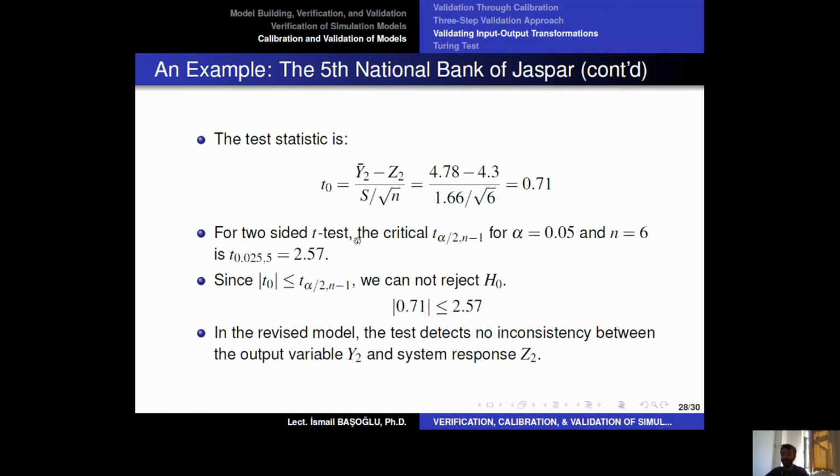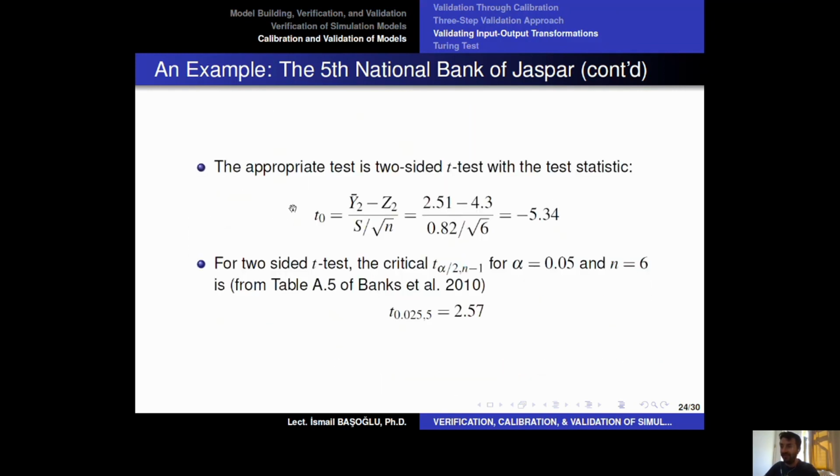And for two-sided t-tests, the critical value is again 2.57 for degrees of freedom 5, because the number of replications is 6 and the significance level is 0.05, and the absolute value of your t-statistic here is less than or equal to 2.57. Therefore, you can conclude that there is no statistical evidence to reject the null hypothesis. This time, the model is a better representation of the original system, but you should also check the other output variables, not just Y2 and Z2.